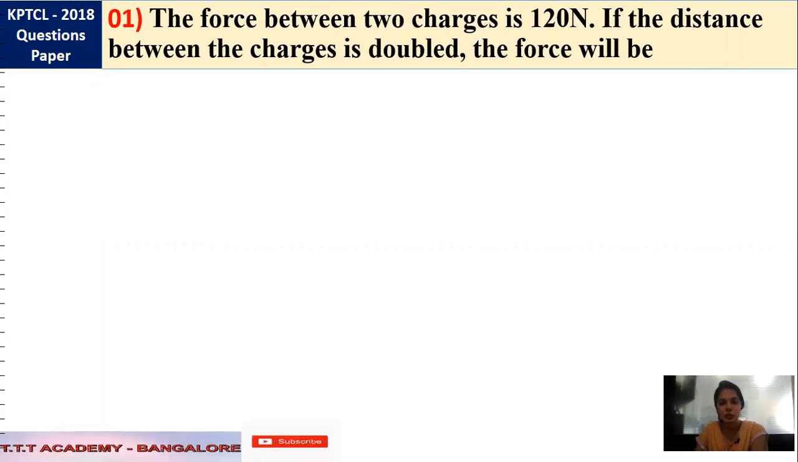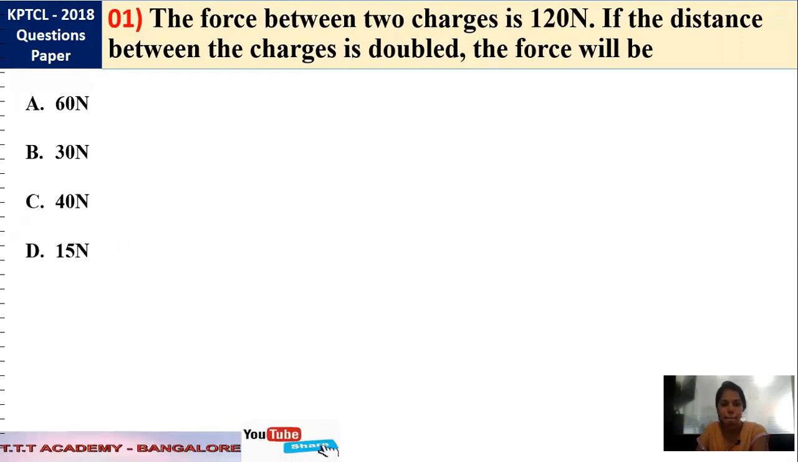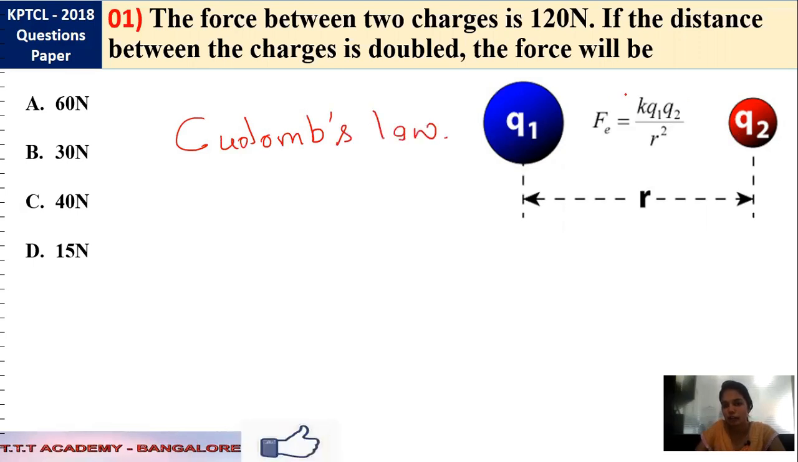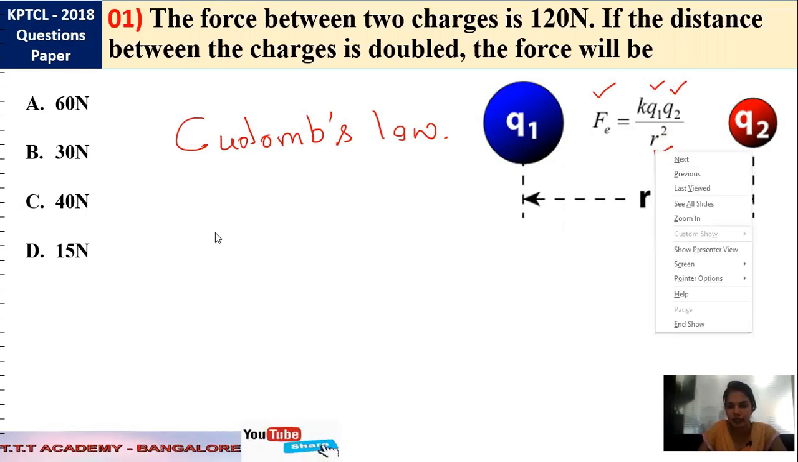The force between the two charges is 120 Newton. If the distance between the charges is doubled, the force will be. So the options are here. Here, we have to remember Coulomb's law of force. What does Coulomb's law of force state? The force between the two point charges is equal to the product of their magnitudes, and it is inversely proportional to the square of the distance between them.